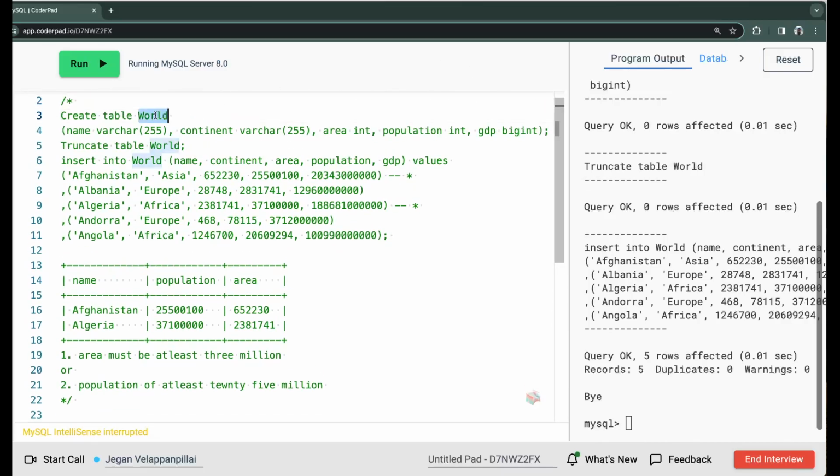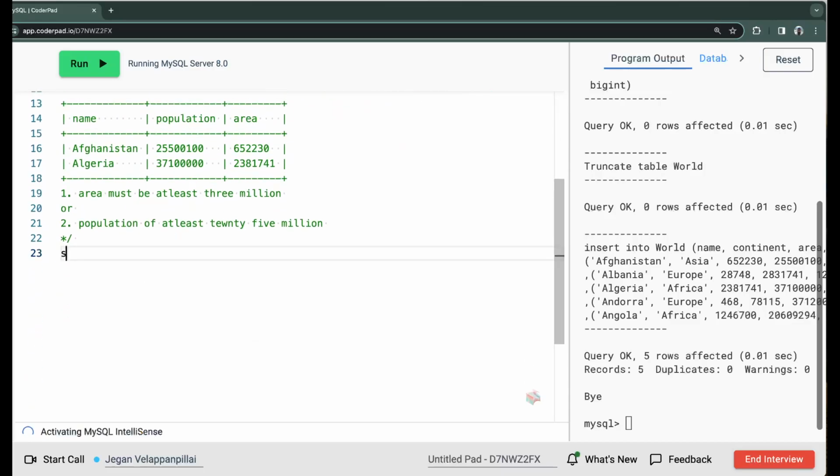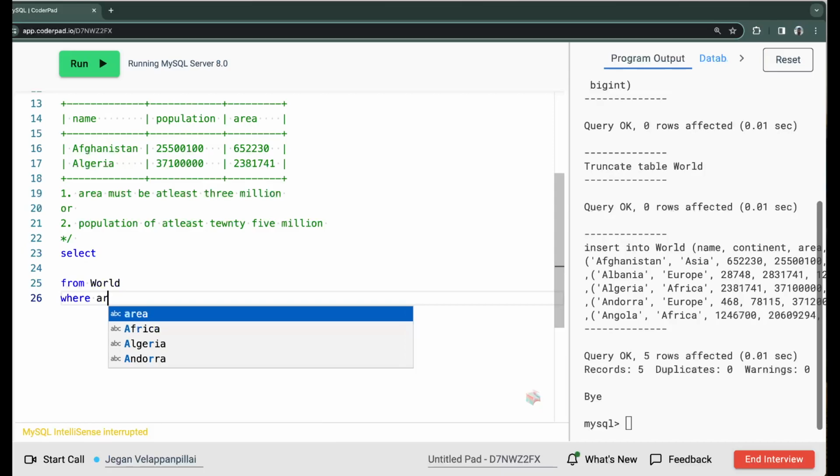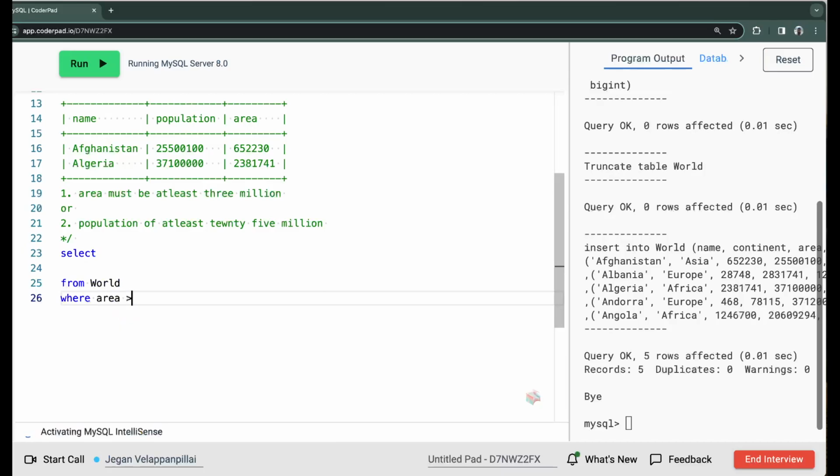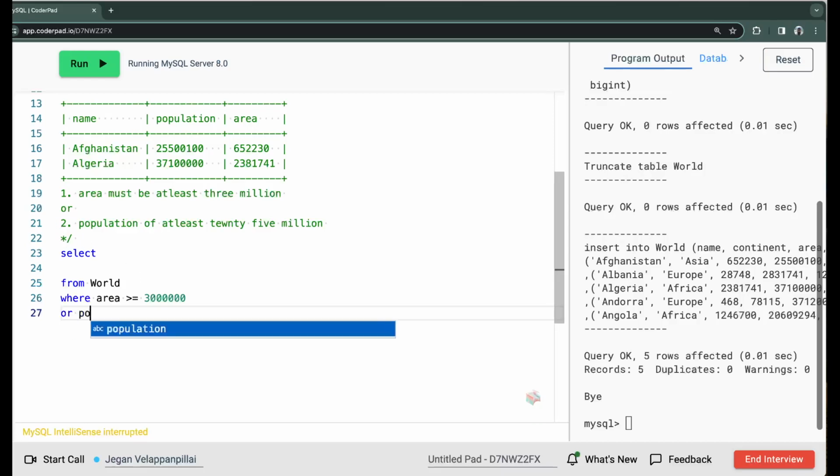So we have the table world. Select from world where the area is the first condition. Area is at least converts to greater than or equal to, right? 3 million. And second one is population. Is it and or or? Right? They clearly said or. Or population is at least, so greater than or equal to 25 million.